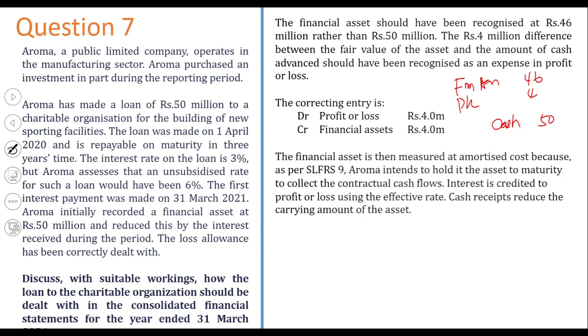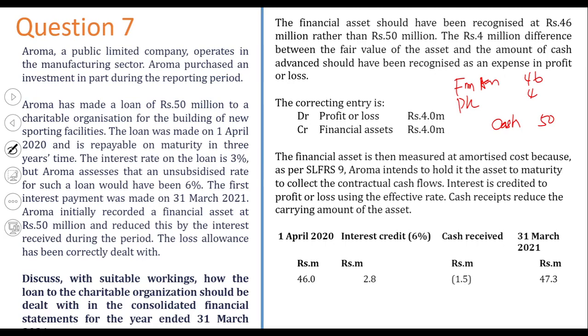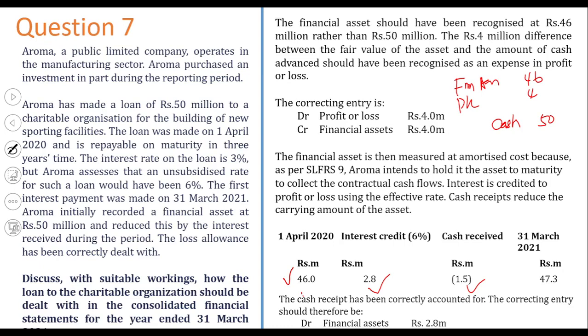Then subsequently, since this is an amortized cost financial asset, again we have to use the effective interest rate to amortize it. By amortizing, we are recognizing the income because 46 is the fair value of the financial instrument. But when you recognize the interest income, you should recognize it using the effective interest rate. You are getting how much? 1.5 cash received, and that is your closing amortized cost. So this is how you want to recognize that in the financial statement, right? So in the first year, you recognize the interest income of 2.8 million by debiting financial asset and crediting P&L. Clear? The theory is what we learned, right?